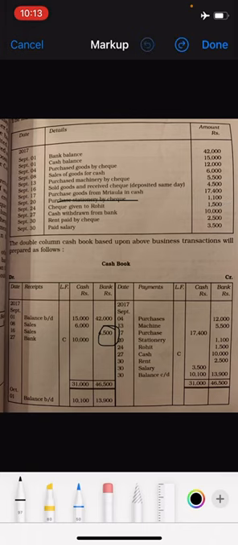Sorry. It is told that purchased goods from Mayula in cash, 17,400 is correct. So journal entry is purchase account debited to cash account. So cash account is credited. So on the credit side of your cash book, you have to write purchase account, and under cash column 17,400.